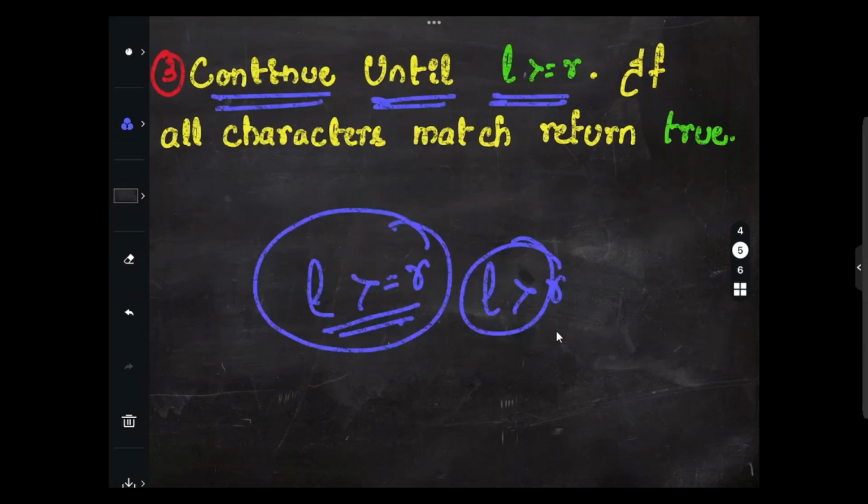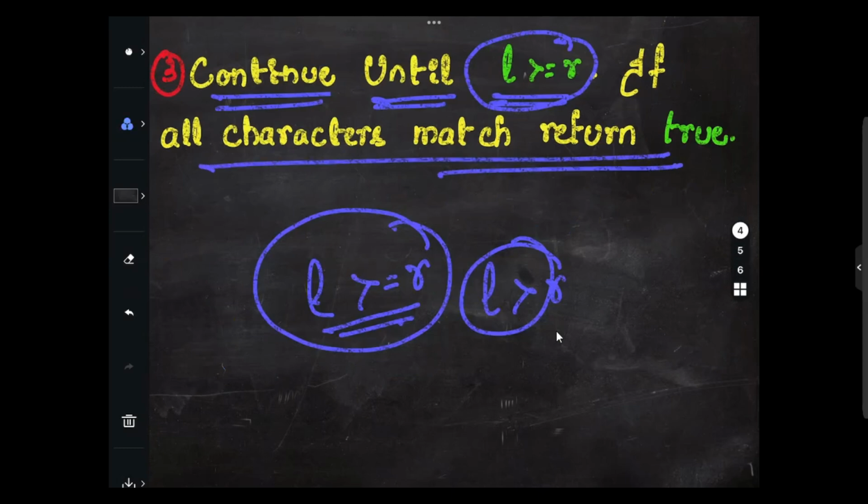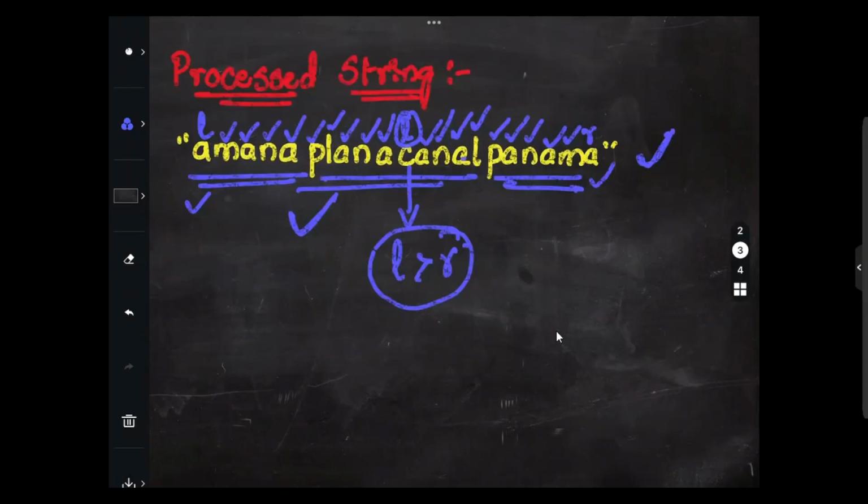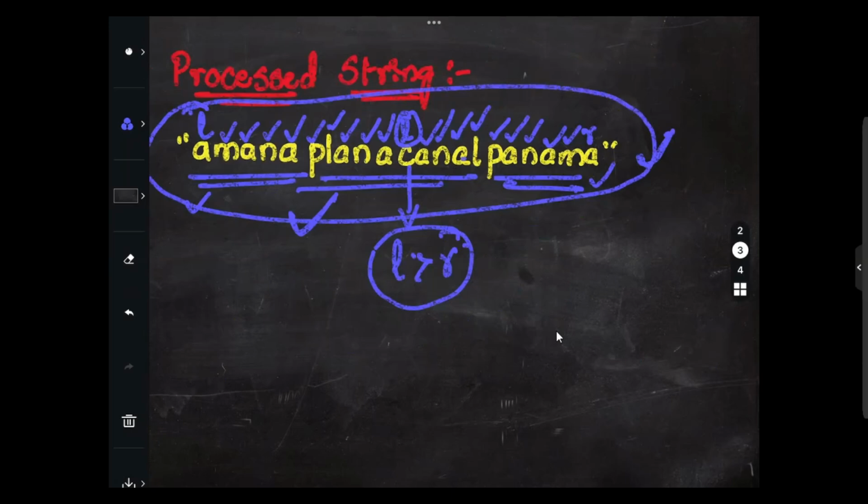So here we can clearly see we will continue until L is greater than or equal to R. If all the characters match, then we will return true. So in this case, all other characters match. Here all the characters match and L is greater than R. So it is said to be palindrome, and in this case we will return true. Same goes with MAM as well here, right?